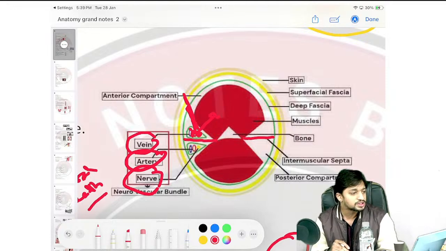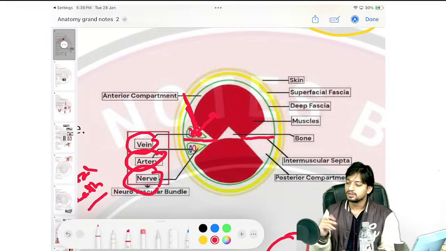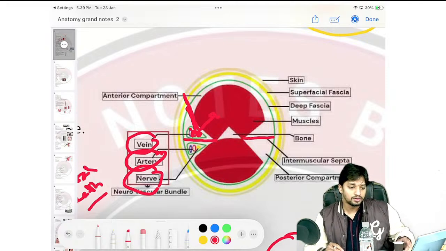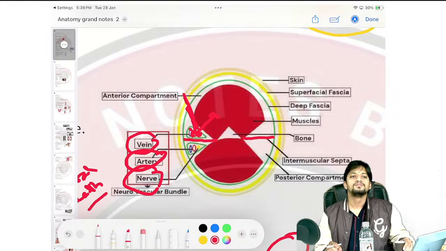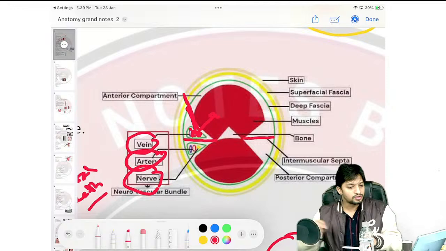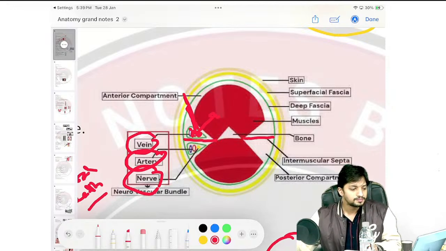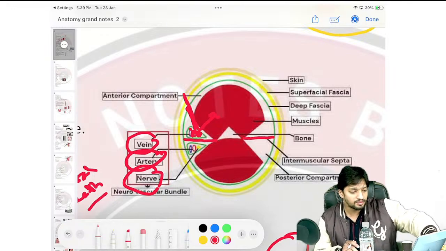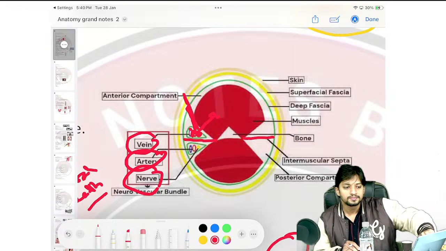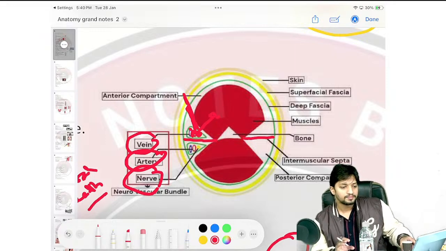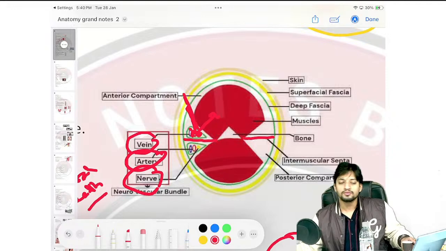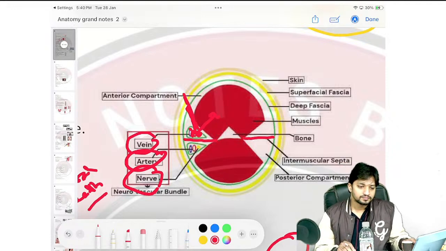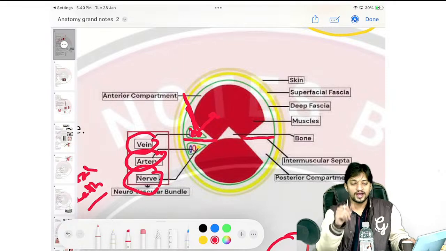People are telling for audio. Just a minute, please check for the audio. Is the audio okay guys? Please somebody comment. Okay, fine, then we will continue.